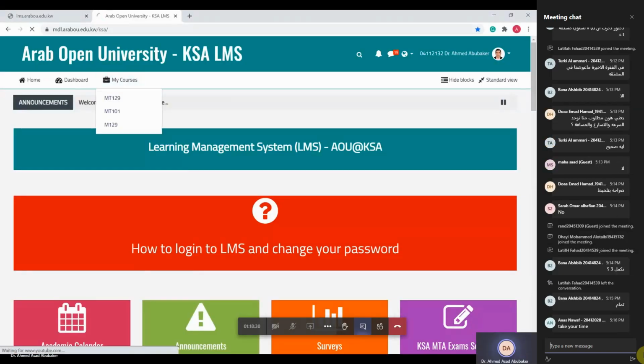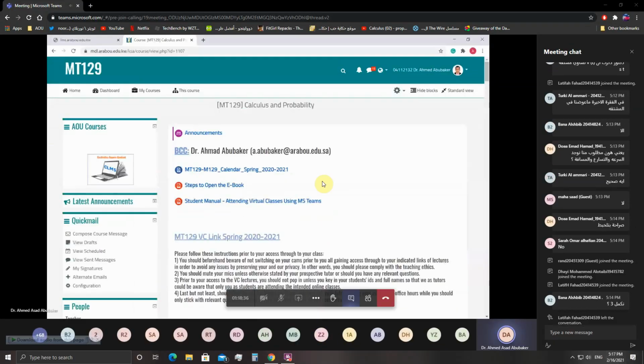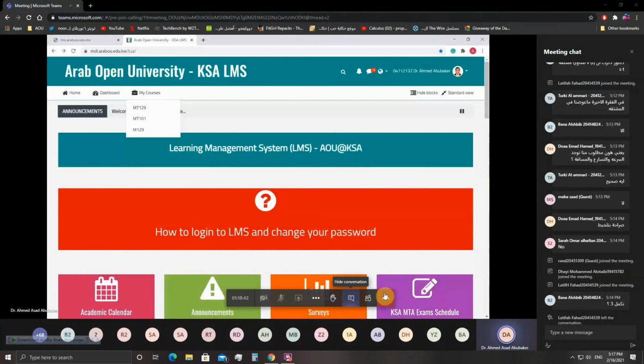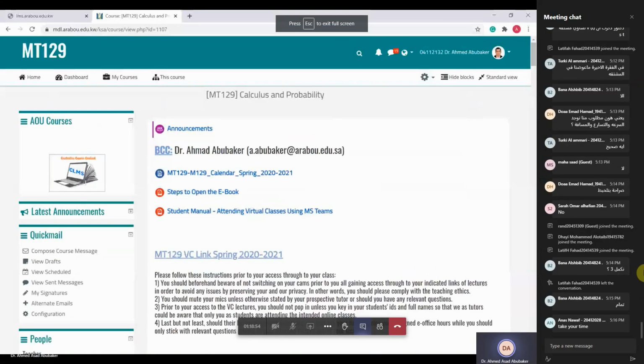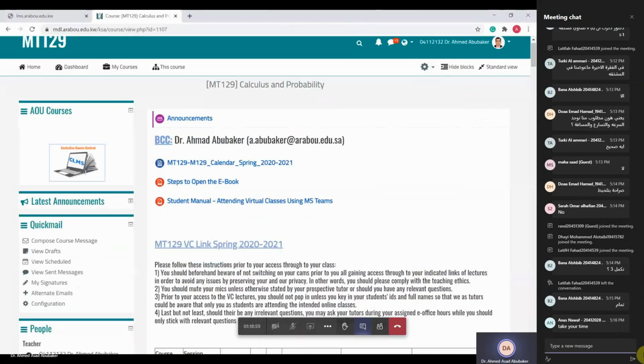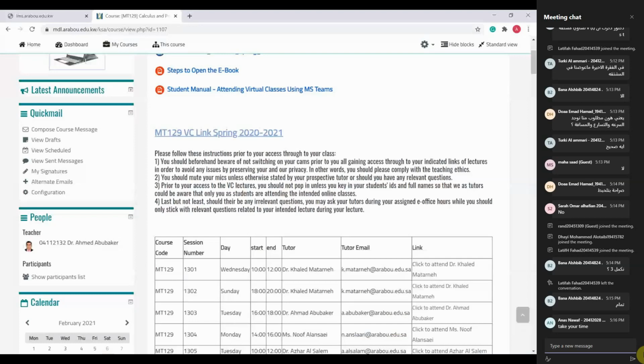Here we see the courses, for example we go to MT129. This is my email, sorry. And we have the calendar, steps to open the ebook, and the student manual to attend the virtual class. These are useful files. These are the lectures, the link of the lectures and the time of each lecture, and the tutor email of all the tutors.